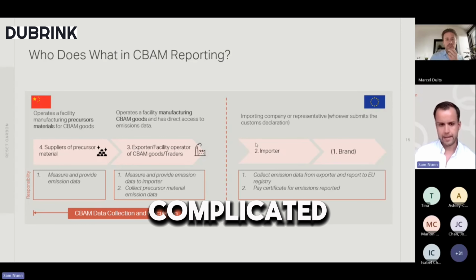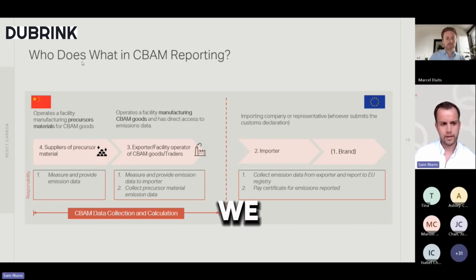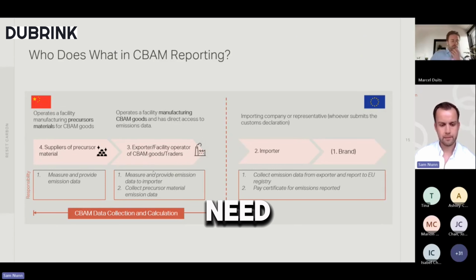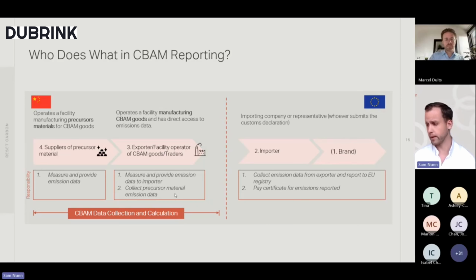Now, where it gets complicated is when we get to the exporter side, right? So actually, a lot of the onus for getting the data for CBAM reporting falls on suppliers. So that's either the exporter who is exporting directly from China to the EU. A lot of the time, this is a trader or some kind of assembly company. Now, what this person needs to do is they need to measure and provide emissions data to the import into the EU. And this in itself can be quite challenging, right?